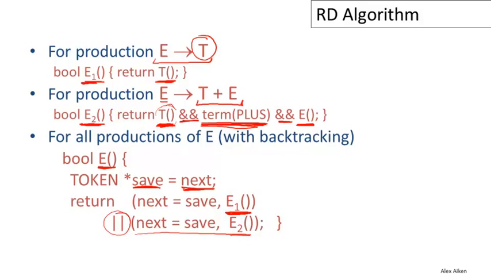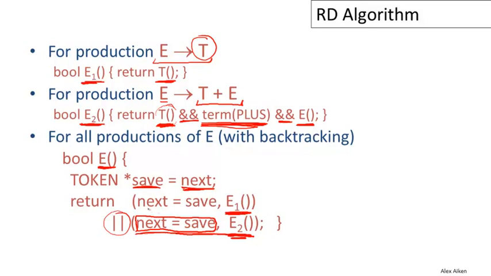Now let's consider what happens if E1 returns false. Well, if E1 returns false, then the only way this OR can be true is if the second component is true. And what's the first thing we do? The first thing we do is restore the next pointer, okay, before we try E2. And if E2 returns true, then the whole thing returns true and the E function succeeds. If the E function fails, well, then we're out of alternatives for E, and the failure is going to be returned to the next higher level production in our derivation, and it will have to backtrack and try another alternative.